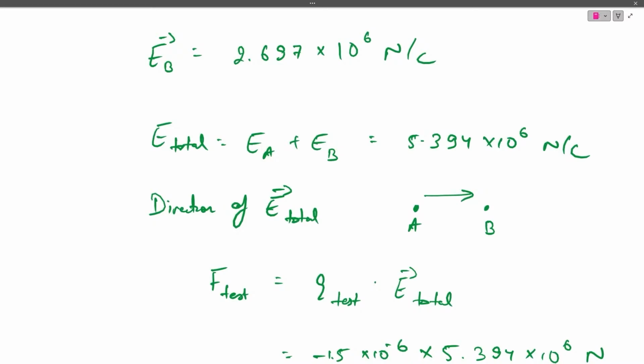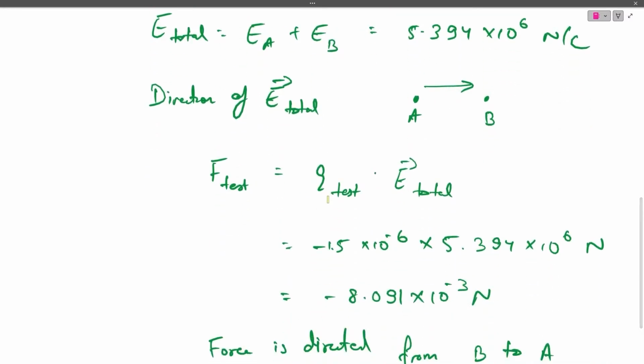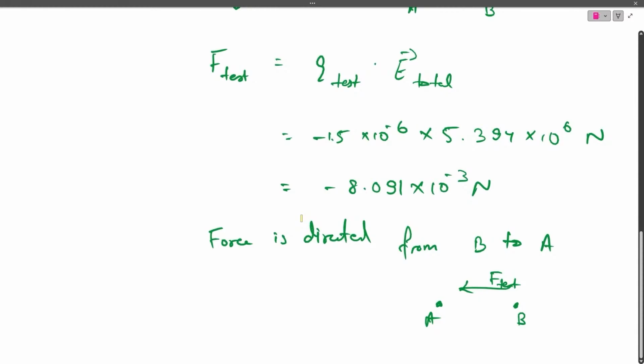Now the calculation of force on the test charge. So F test can be given as the magnitude of charge times E total. Now since the test charge is negative, its direction would be from B to A. The direction of force would be from B to A, because positive charges attract the negative charge and negative charge repels the negative charge. So B is negatively charged and A is positively charged. So the magnitude of force would be equal to 8.091 into 10 to the power -3 Newton, and it would be directed from B to A.